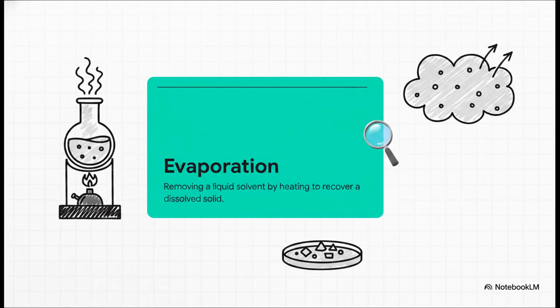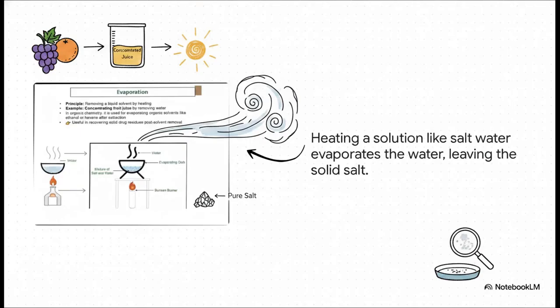Okay, but what if your solid is dissolved in the liquid? Well, you can't filter it then, can you? That's where evaporation comes to the rescue. With this method, we use heat to turn the liquid solvent into a gas, leaving our dissolved solid behind. This works because the solvent is usually more volatile, which just means it evaporates much more easily than the solid is. The classic example everyone learns is recovering salt from salt water.